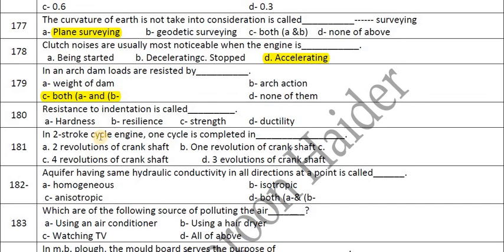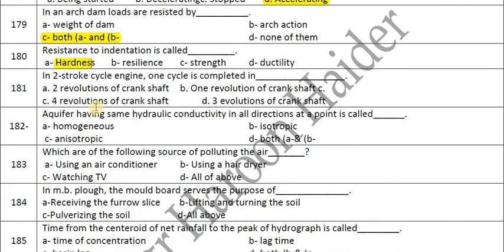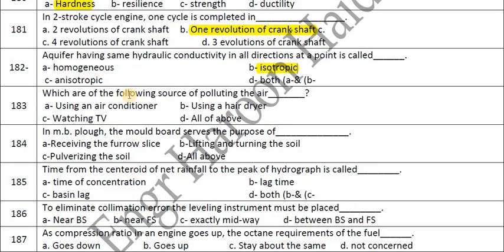Resistance to indentation is called hardness. In two-stroke cycle engine, one cycle is completed in one revolution of crankshaft. Aquifer having same hydraulic conductivity in all directions at a point is called as isotropic. Which of the following are source of polluting the air? Using an air conditioner, using a hair dryer, watching TV, all of above. So all of above.